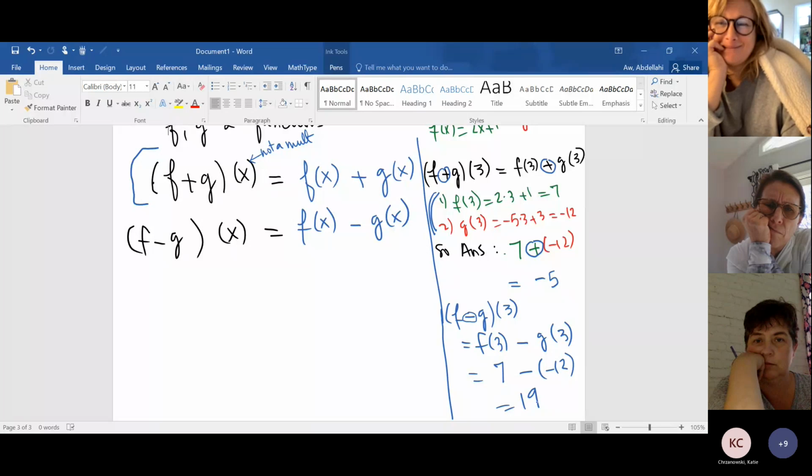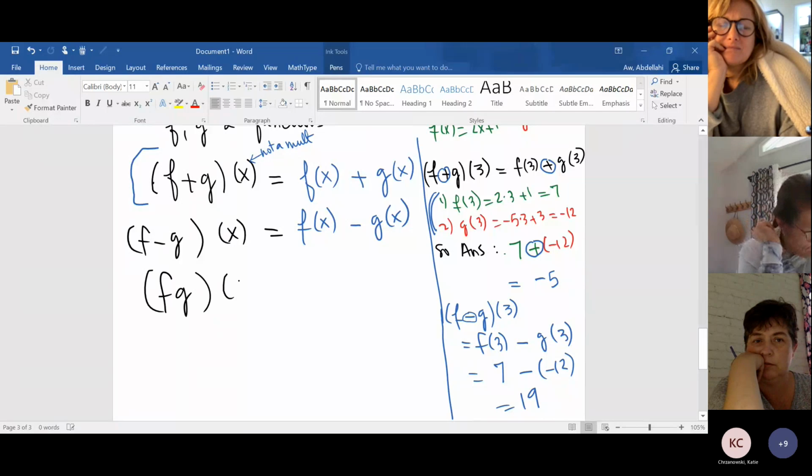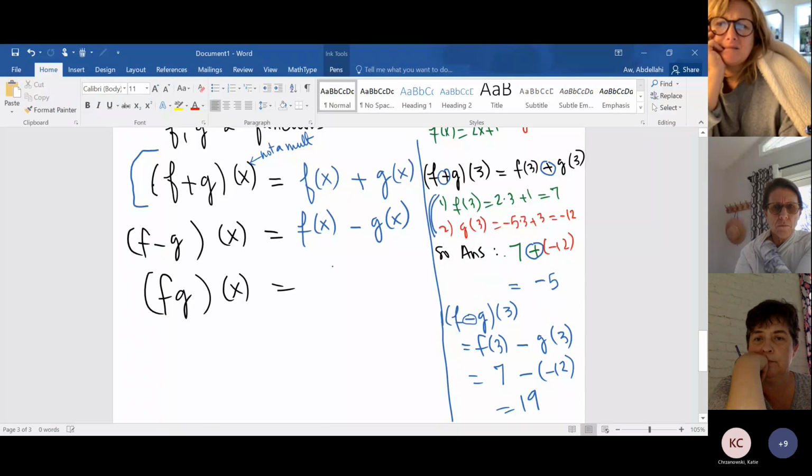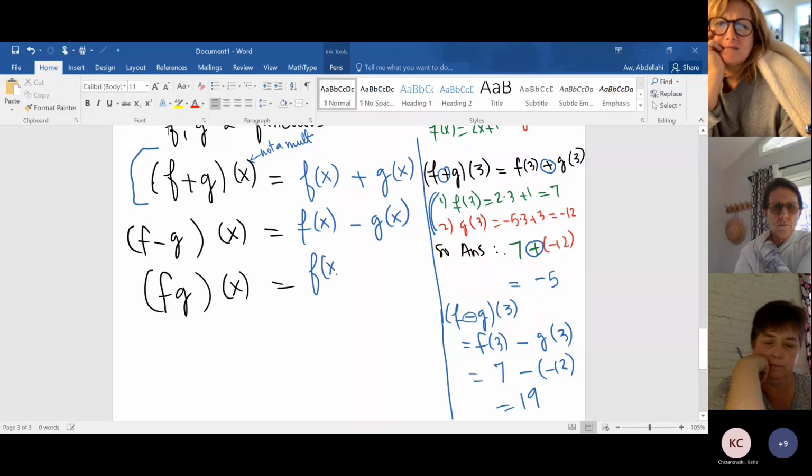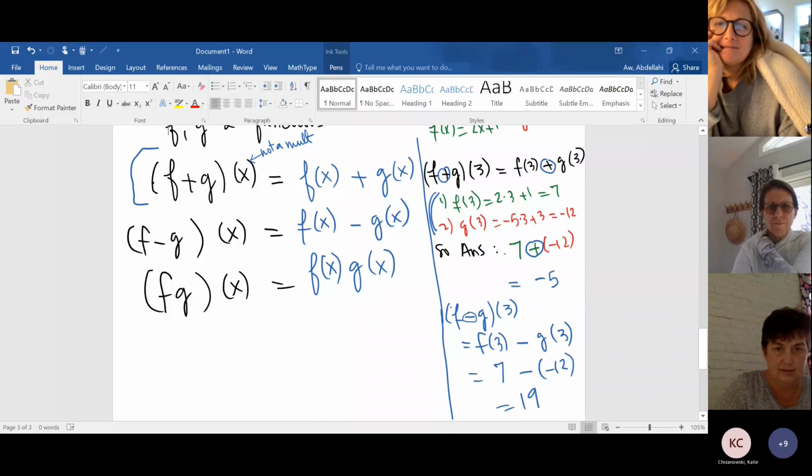And the next operation is multiplication. When you do f g of x, what is your guess? It's going to be what? No, right here in general, it's going to be f of x times g of x, right? Where did the 9 come from? F of x times g of x.